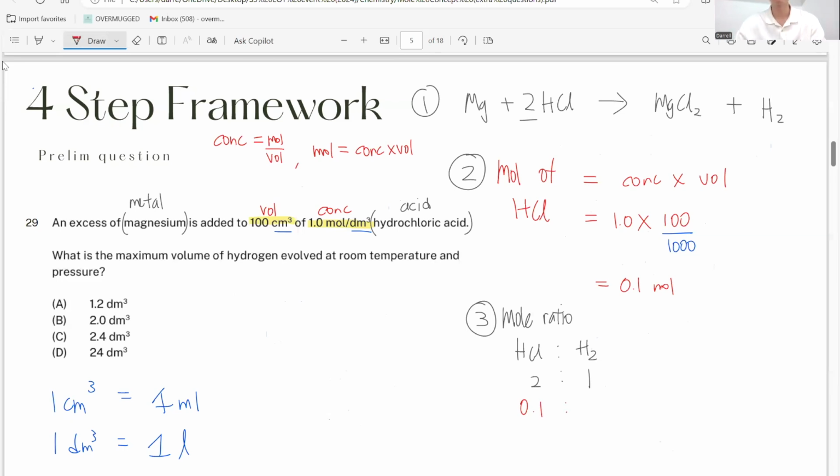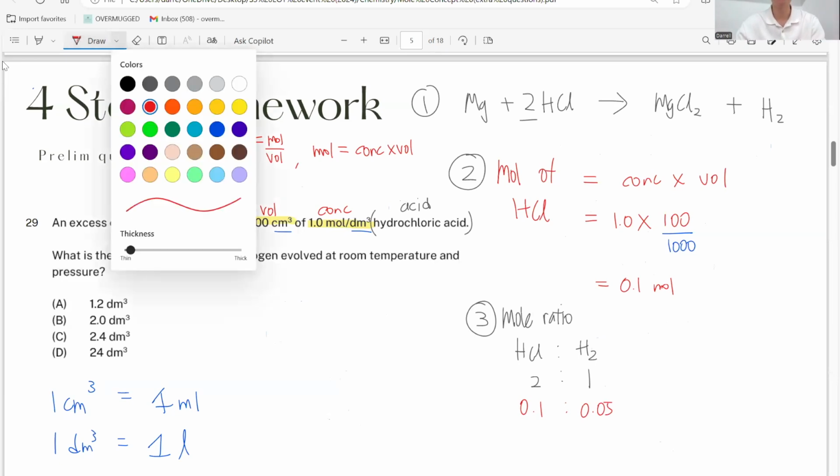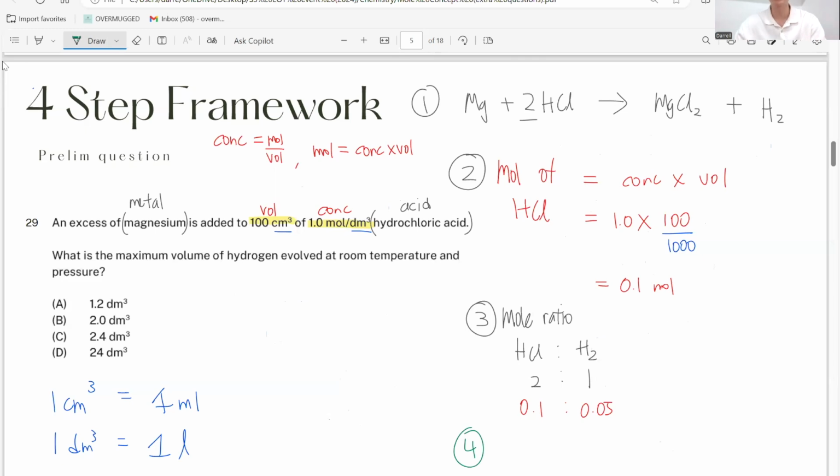So how many moles of hydrogen will be produced? 0.05. And in the final step, step 4, what do we do? We solve what the question is asking us for, which is volume of H2. Volume means 1 mole is 24 dm cube. So over here, we'll take mole times 24 dm cube.